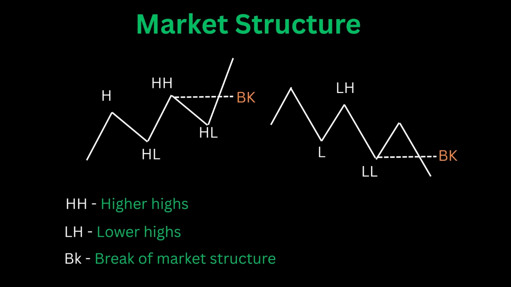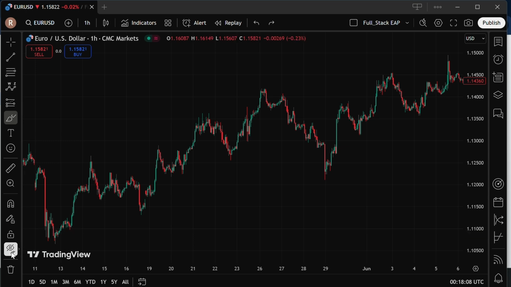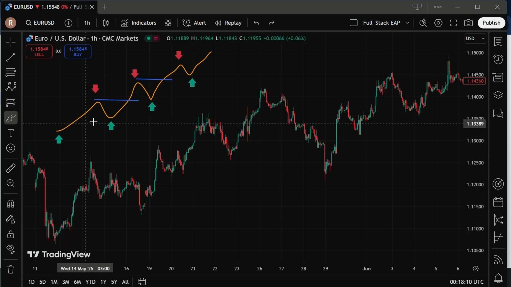And there are three types of structures. We have the structure that shows the direction of the upward movement, the structure that shows the downward movement, and the sideways movement of the market. So this is what it is. So let's look at the structure of the market.